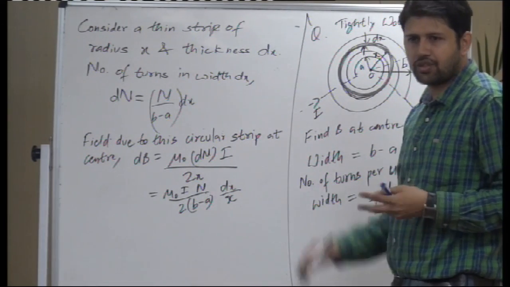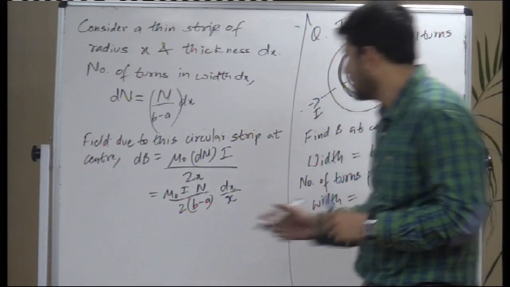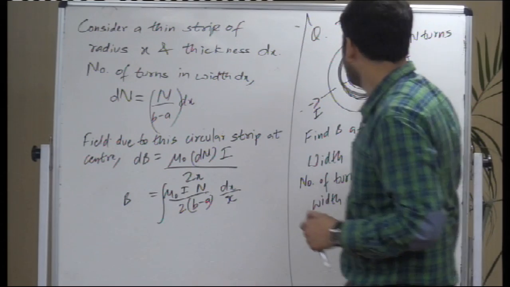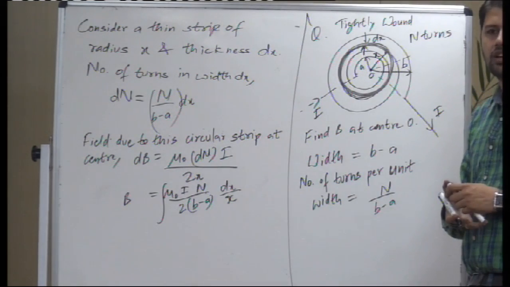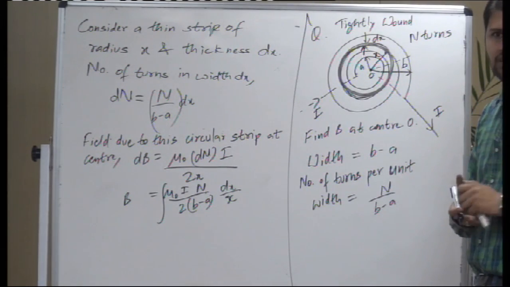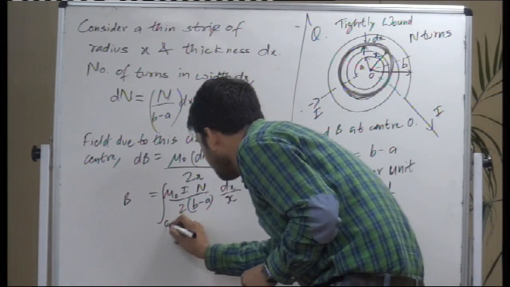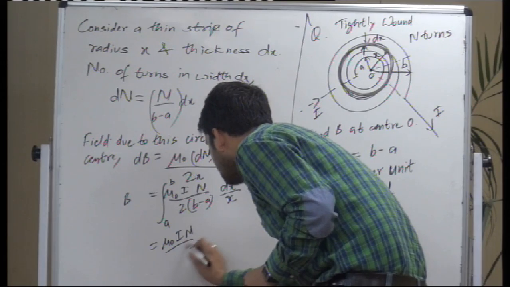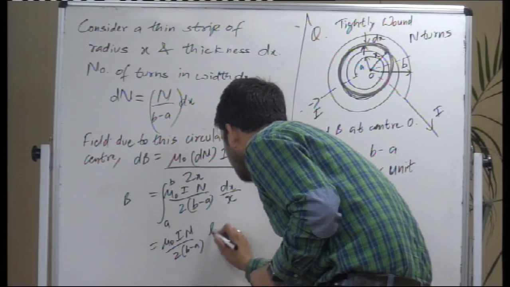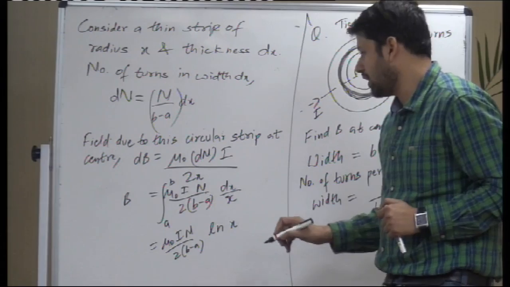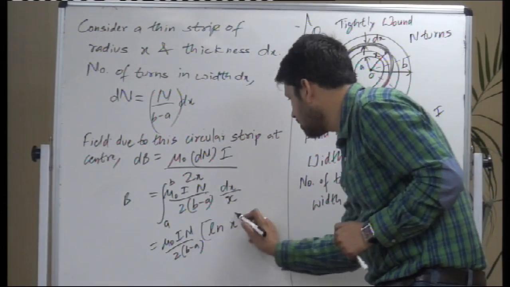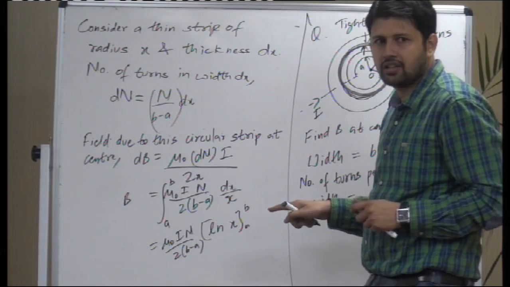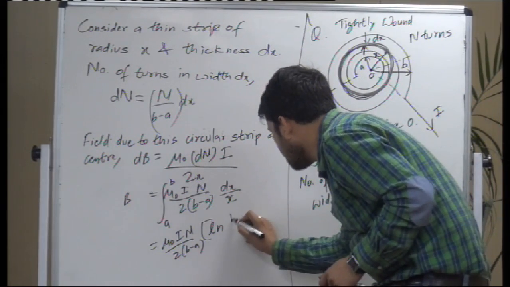Okay. What we would be doing? We would be integrating, and the limit would be how much? The minimum value of x can be a. Minimum radius is a, maximum is b. So minimum value is a, maximum is b. Mu naught I n upon 2 times b minus a, integral of dx by x is ln x, and the limits we are putting are a to b, so this would be ln b minus ln a, right? So can we directly write it as ln b by a?